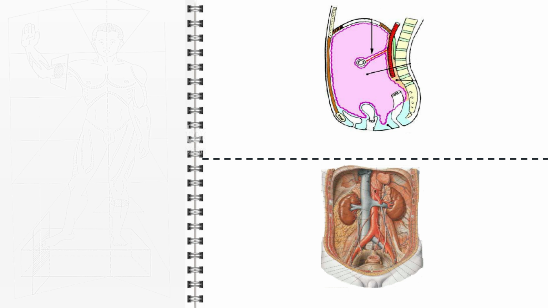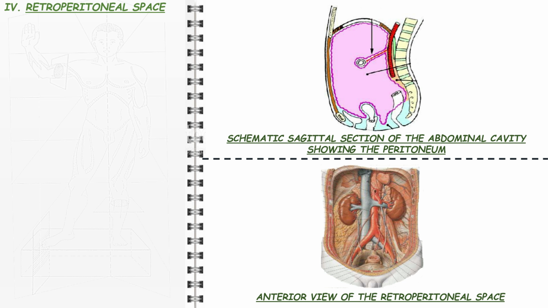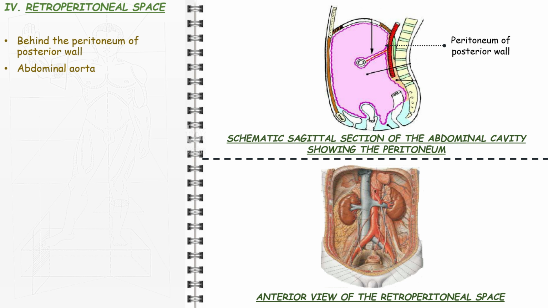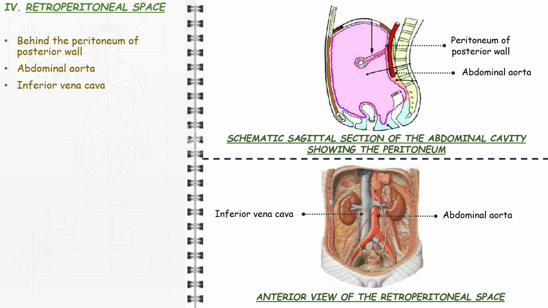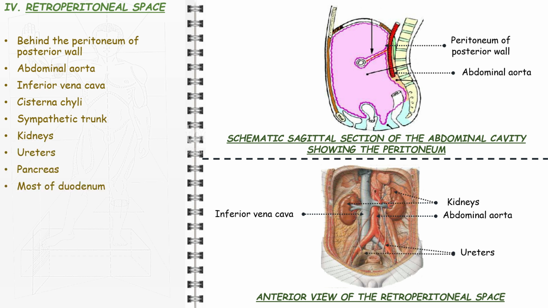Though much less wide compared to the peritoneal cavity, the retroperitoneal space is a whole other world behind the peritoneum. Some major structures lie on the posterior abdominal wall behind the peritoneum. These include the aorta and inferior vena cava with a number of their branches and tributaries, the cisterna chyli, lymph nodes and vessels, nerves, mostly branches of the lumbar plexus, including the sympathetic trunks, the kidneys, ureters, pancreas, and most of the duodenum and suprarenal glands.